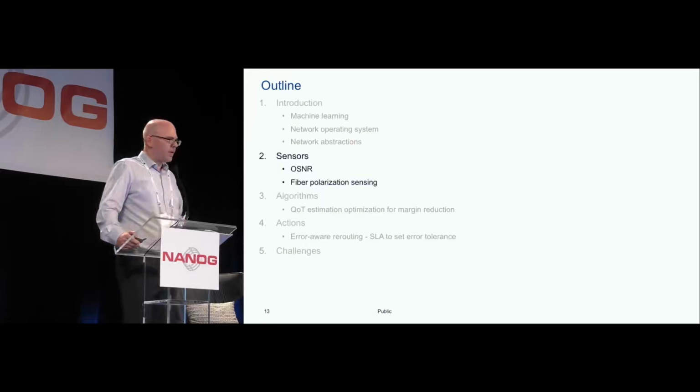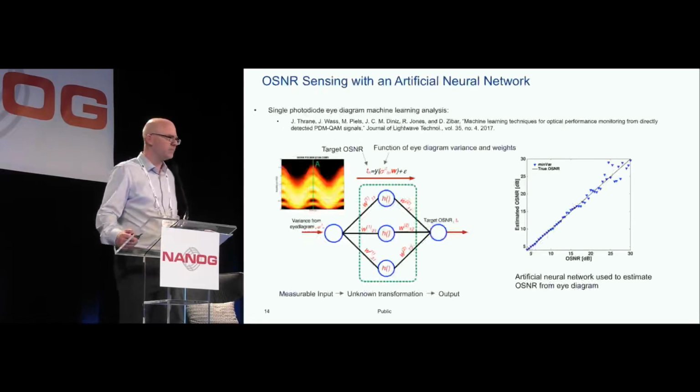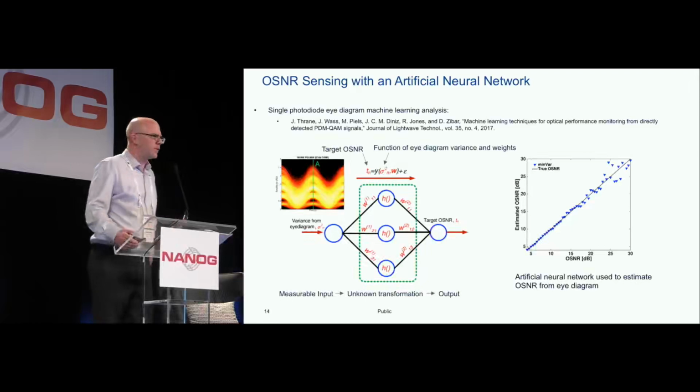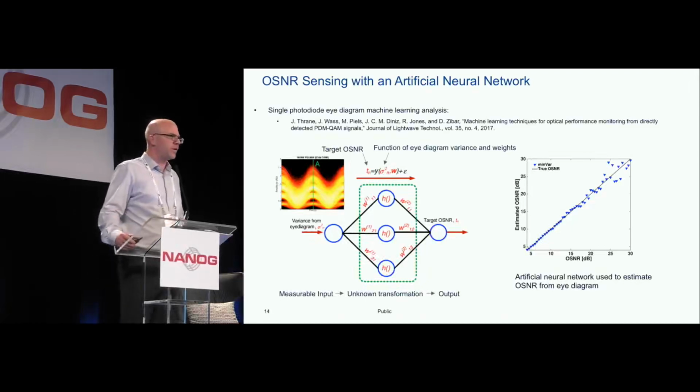So now I'm going to move on and talk more about some sensor functions. First I'll be speaking about the optical signal-to-noise ratio sensor, and then about fiber polarization sensing. This optical signal-to-noise ratio sensor work is done at the Technical University of Denmark. I've referenced a paper here. And they're using an artificial neural network in order to translate from an eye diagram to an OSNR measurement.